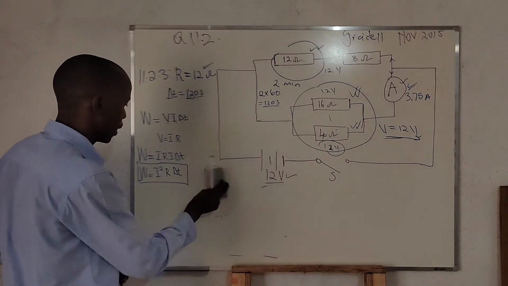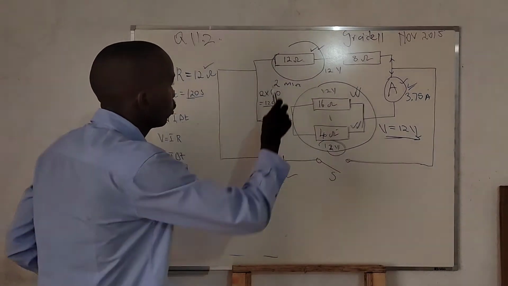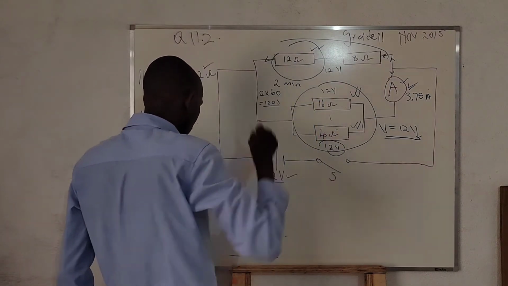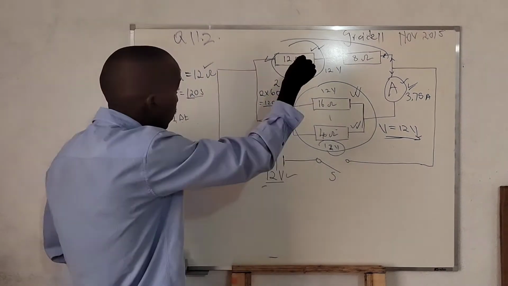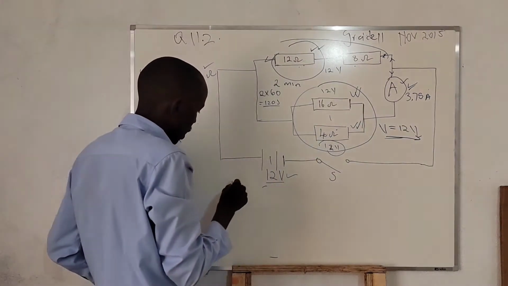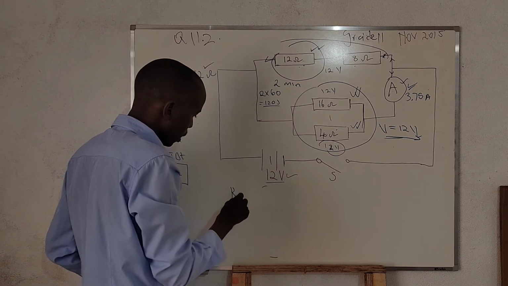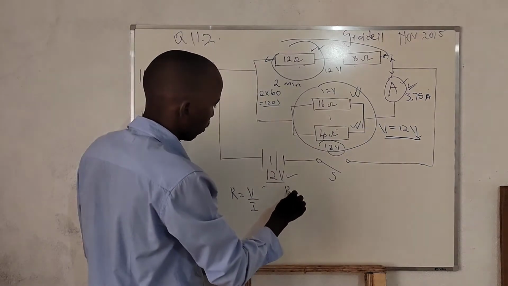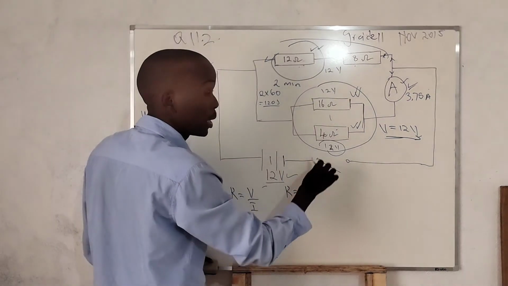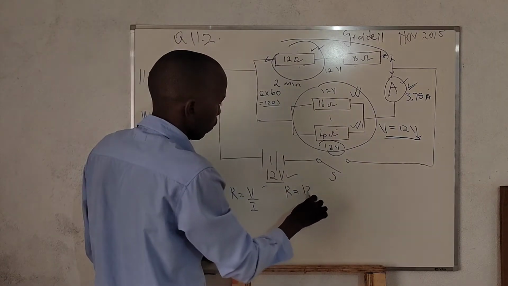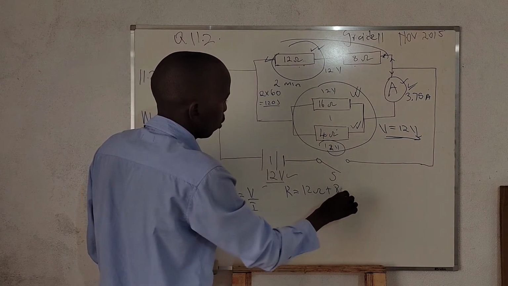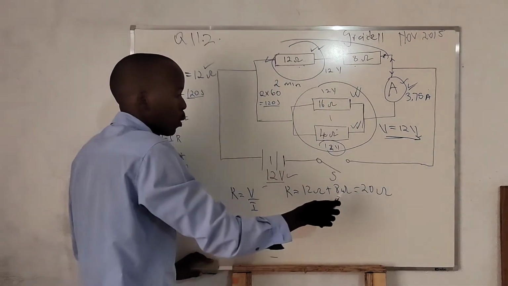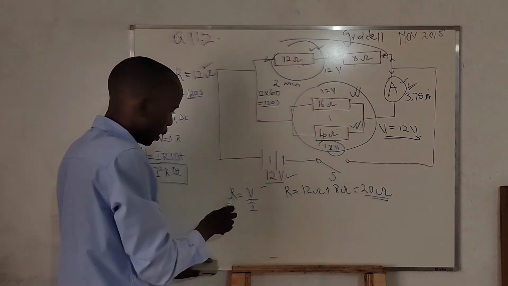So we have got to calculate the current passing through this component. Remember, the two resistors are in series, so the current is the same. So I'm going to calculate the resistance of these two components. Resistance is given by R is equal to V over I. Since they are in series with each other, R is 12 ohms plus 8 ohms, which is equal to 20 ohms. So the resistance of these two resistors is equal to 20 ohms.